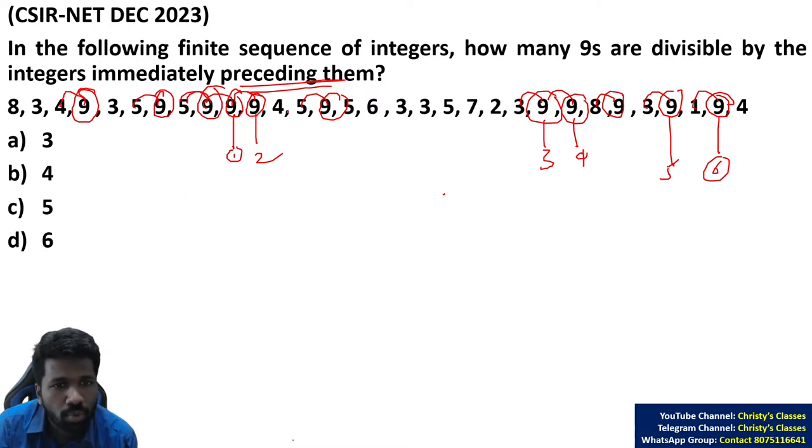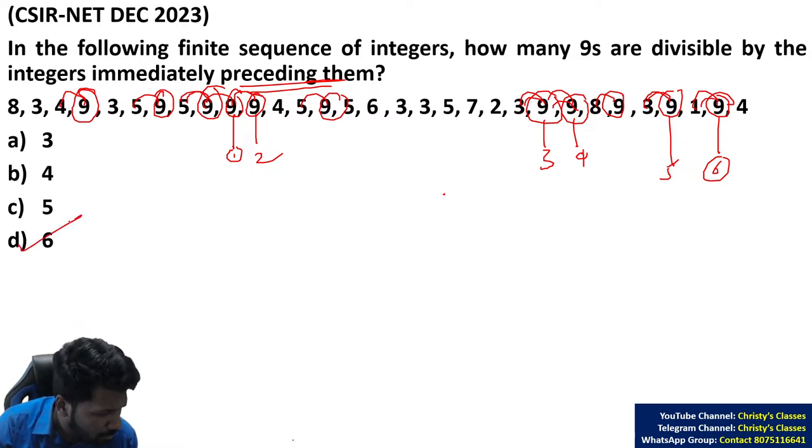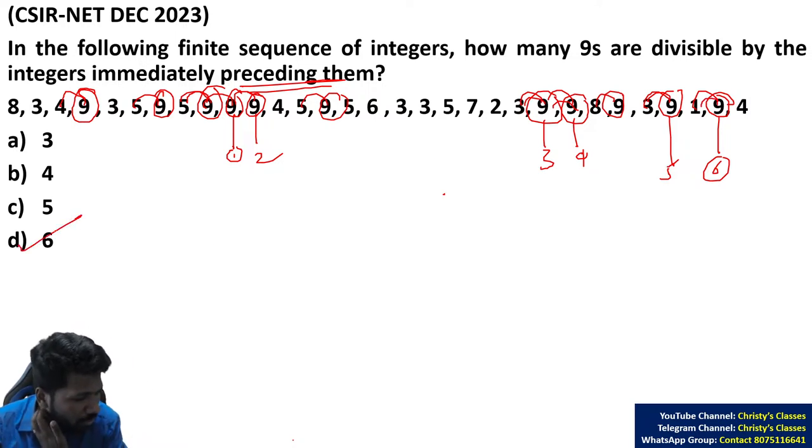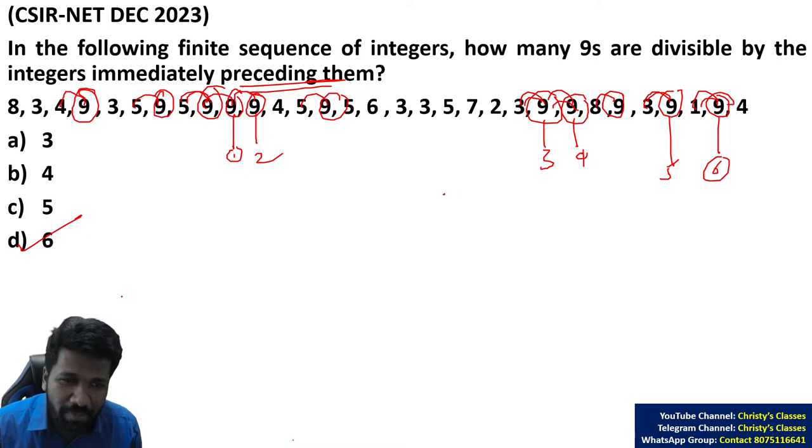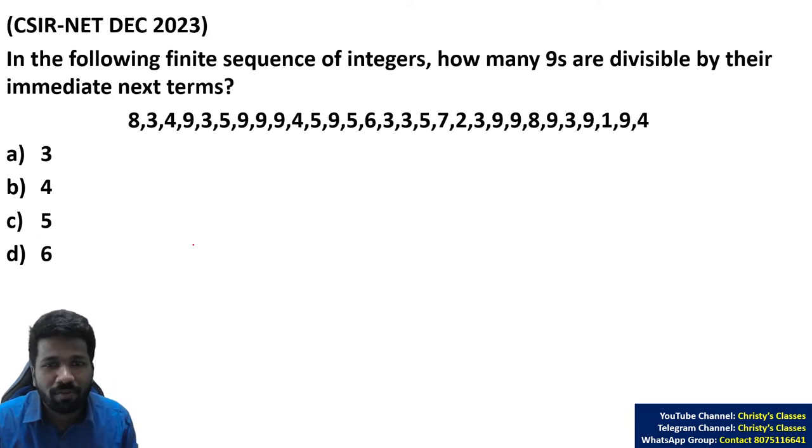1, 2, 3, 4, 5, 6. Yeah, 6 will be the answer. Some of you got a different answer. Not 5, it should be 6. All of you understood? And this was asked in one more paper. This you can do as homework.